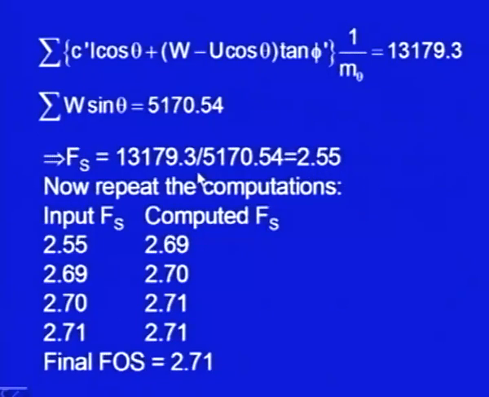Now, our first trial was Fs is equal to 1 and we got 2.55. Now, I have made other trials for which I am not showing the calculations here. So, when I put 2.55 in the next trial, the value I got was 2.69. Then I put factor of safety 2.69 and I got the value 2.70. So, after a few trials I am getting a constant value. So, Fs on both sides of this equation is now 2.71. So, the final factor of safety of this trial circle is 2.71.